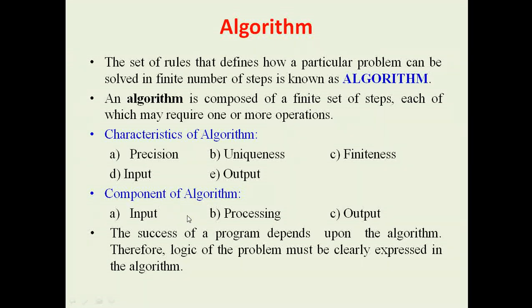Component of algorithm: input, process and output. As with computers, every computer takes some input, then it processes that and finally generates some output, the meaningful information in the output. So input, process and output is the basic component of an algorithm. The success of a program depends upon the algorithm, because if your algorithm is correct, then the program will be correct. So the logic of the problem must be clearly expressed in the algorithm.